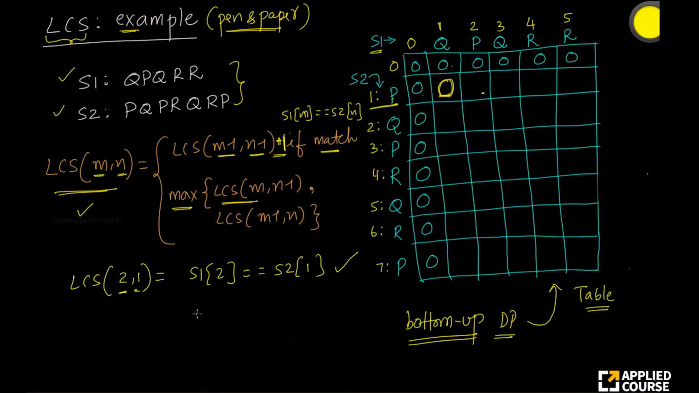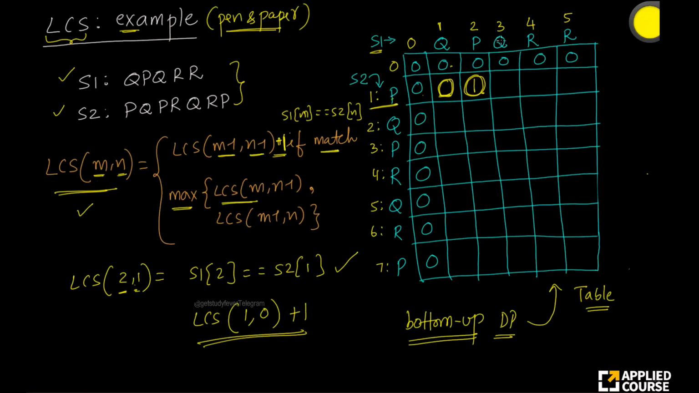If there is a match, what should we do? We should take LCS of 1, 0, subtracting 1 from both of them, and add 1 to it. So what is 1, 0? This is 1 and this is 0. This place. So whatever you have here, you add 1 to this. Let's also circle this to indicate that we have a match here. That's why I'm circling it.